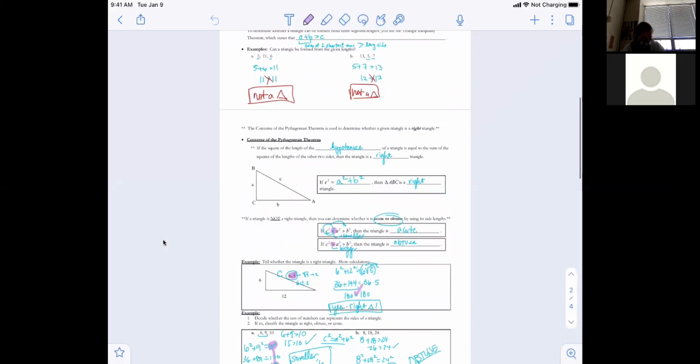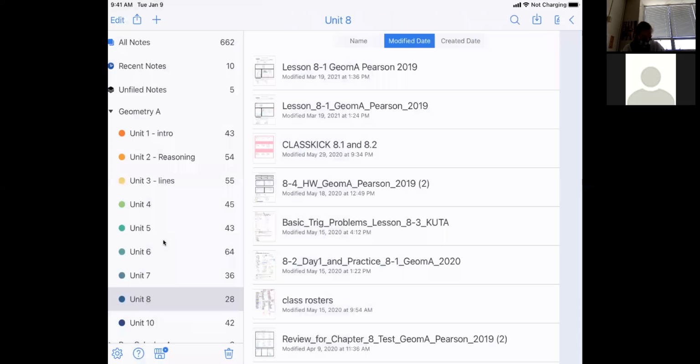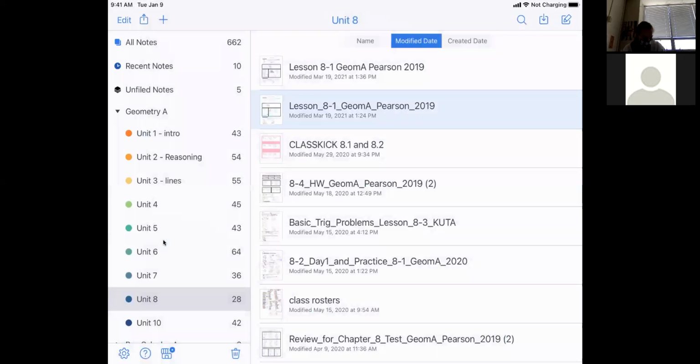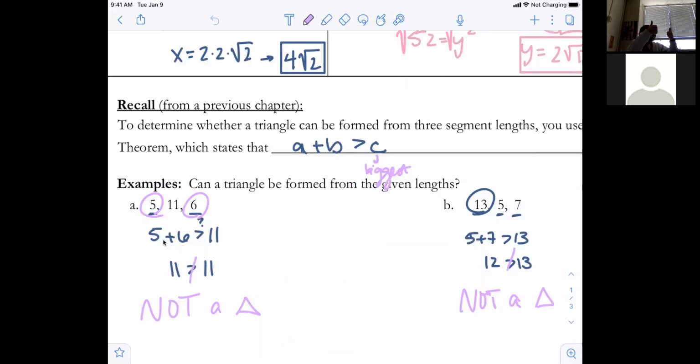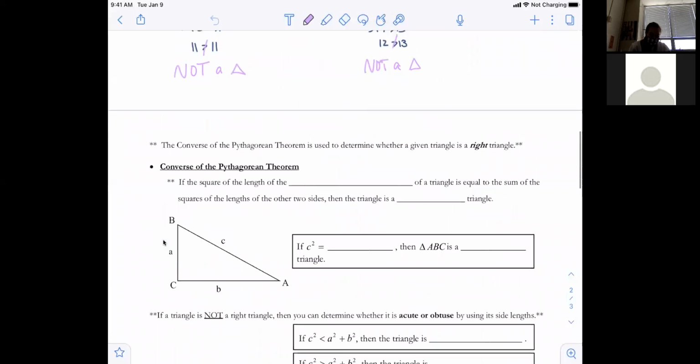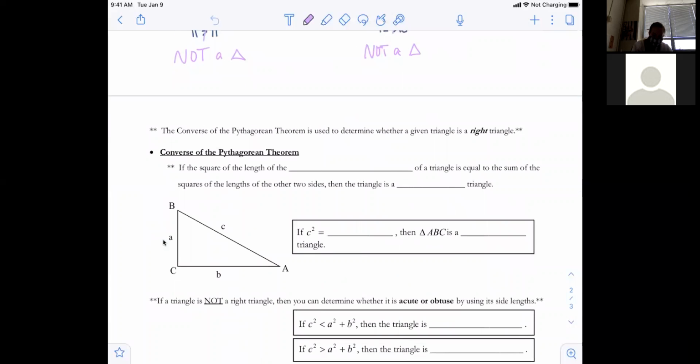Yep. Okay. Now we're going to the back side. It says converse of the Pythagorean theorem. Remember, we did converse a long time ago. If something, then something. These are conditional converses when you switch them. So now we're just switching the Pythagorean theorem around. This one says we're determining whether a triangle is a right triangle.